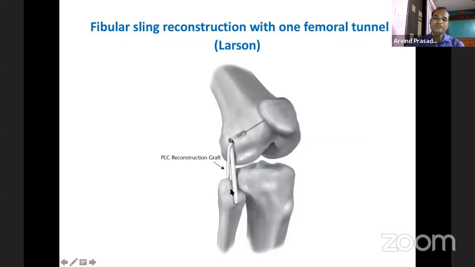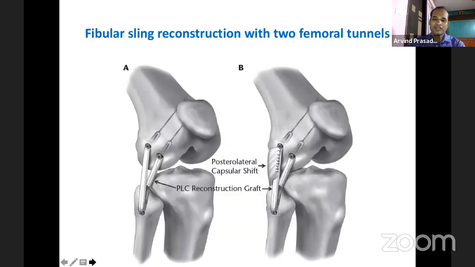This is the fibular-based sling, which is called Larson, and previously it was the most commonly used technique. It has a single tunnel at the femur at the level of the lateral epicondyle. Then a technique came with two femoral tunnels with the fibular sling, because the popliteus insertion is almost 15 millimeters from the lateral epicondyle. So this is for the popliteus, and this was for the lateral collateral ligament.